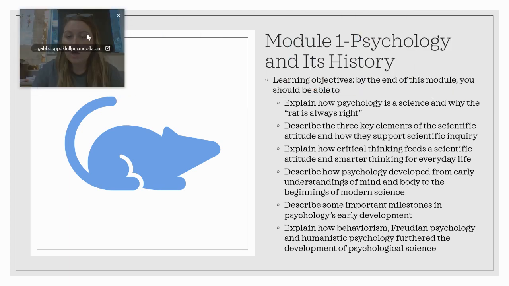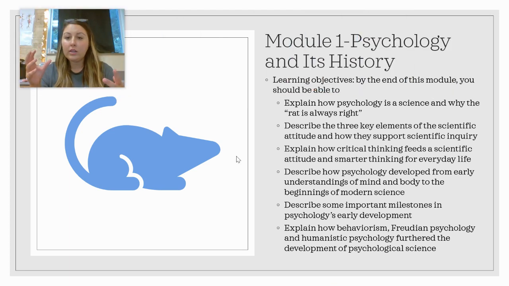Okay, so Module 1, these are our learning targets or learning objectives. By the end of this module, you should be able to explain how psychology is a science and why the rat is always right. Describe the 3 key elements of the scientific attitude and how they support scientific inquiry. Explain how critical thinking feeds a scientific attitude and smarter thinking for everyday life.